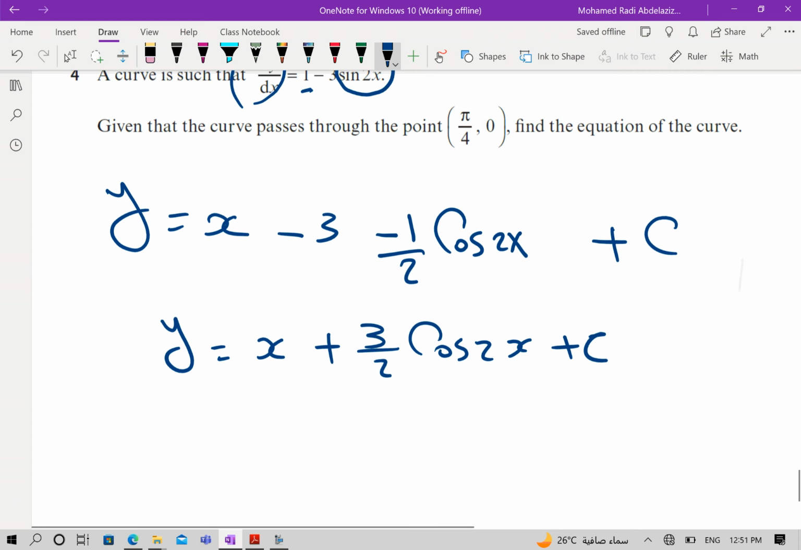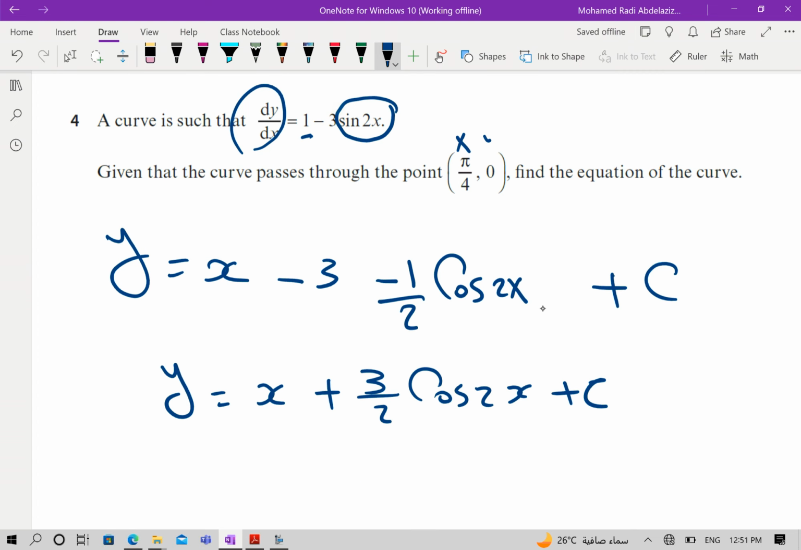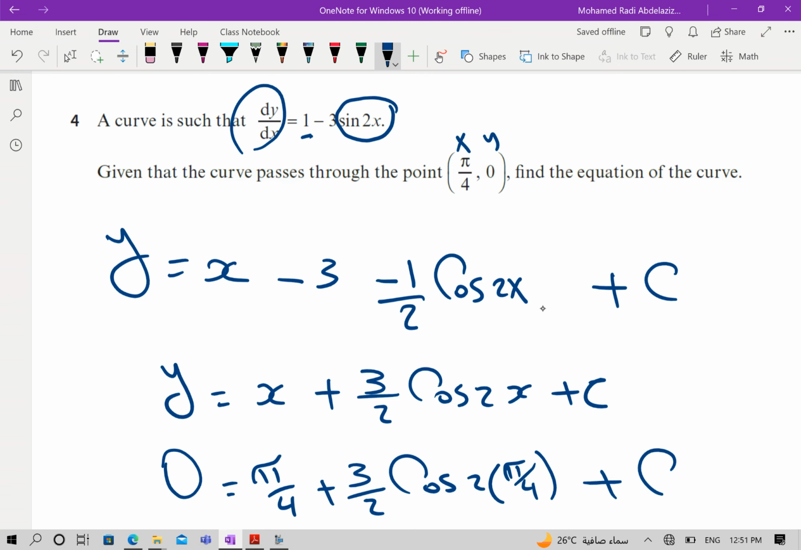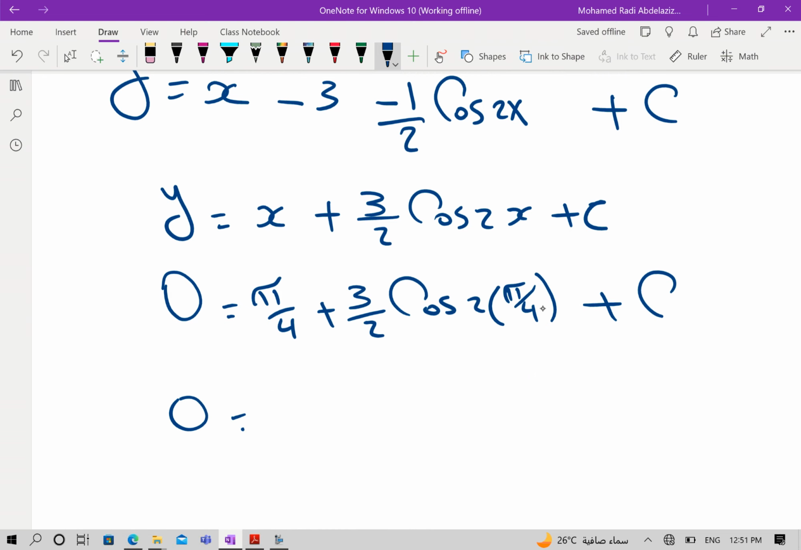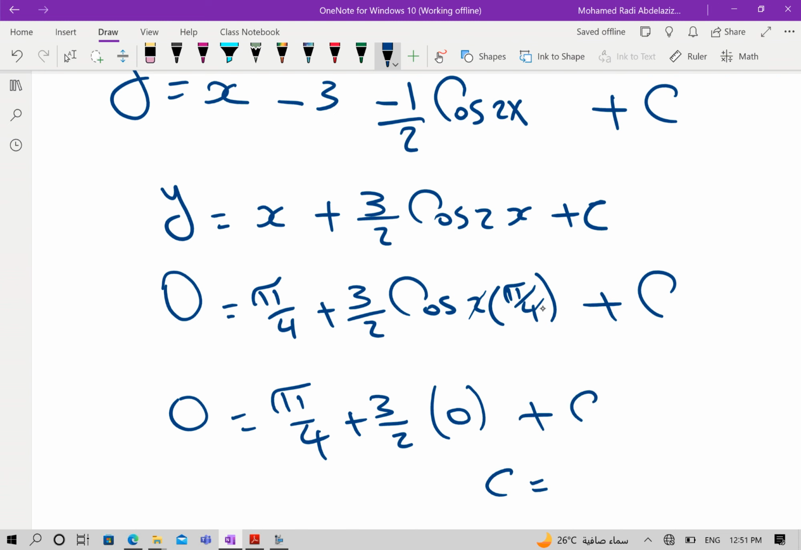It's a given point on the curve, x and y. Substitute y is 0, x is pi over 4: 0 equals pi over 4 plus 3 over 2 cosine of 2 times pi over 4, which is pi over 2. Cosine 90 is 0, plus c, so c is negative pi over 4. Just remove c and write negative pi over 4. This is the equation of the curve.